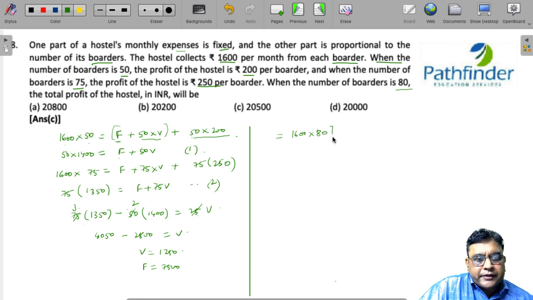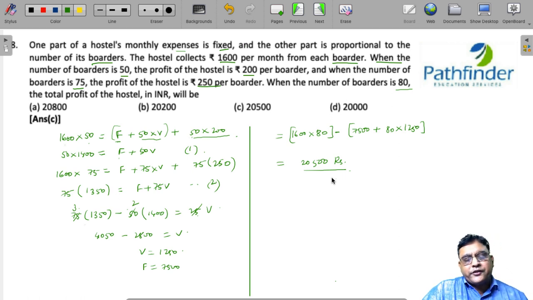Now when there are 80 boarders, the total profit will be 1600 into 80, this is the revenue, minus the total cost, which is fixed cost plus 80 into 1250. If you simplify this, you should get 20,500 as your answer.